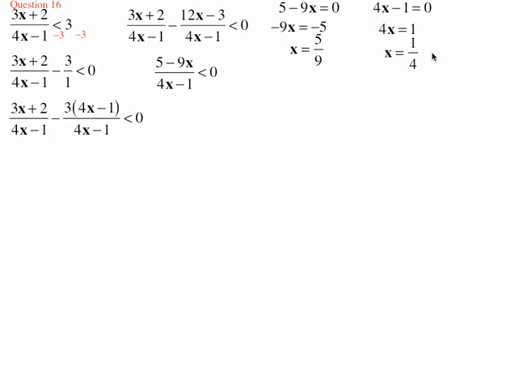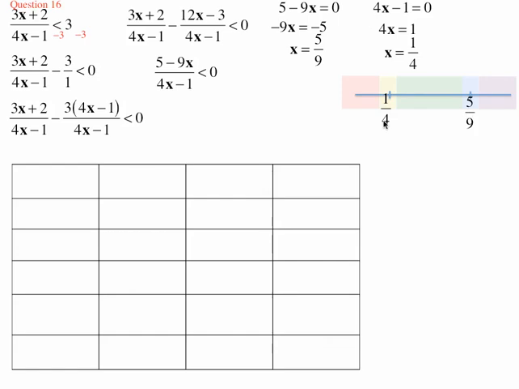I'm going to put both of these on the number line, and we're going to divide the number line up into 5 regions by doing that. The region less than 1/4. Now remember, in reality, it's an infinitely small region where x is equal to 1/4, but I'm just drawing it in yellow to make it look like a big region. And between 1/4 and 5 ninths, and when x is equal to 5 ninths, and when x is greater than 5 ninths. So in our chart, we're going to look at these regions for the numerator, for the denominator, then we're going to put them together to get the whole expression.